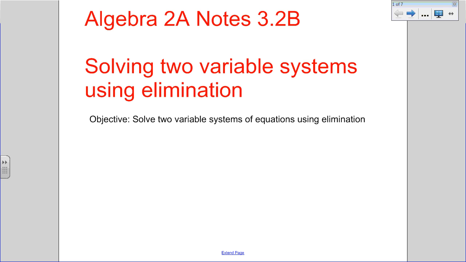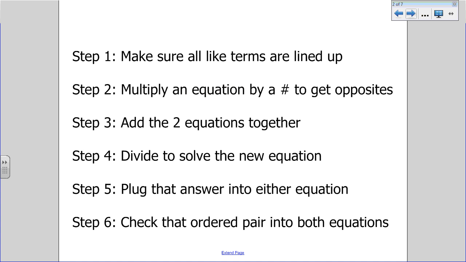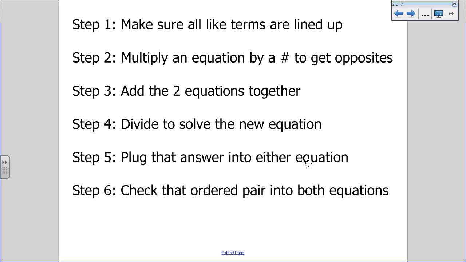All right, ladies and gentlemen, we're going to close up lesson 3.2, solving equations using algebra. And so we're going to take a look at solving these systems of equations using elimination. So we're going to do just that. We're going to eliminate a variable. So what we're going to do here is make sure that all like terms are lined up. So we're going to have x over x, y over y.